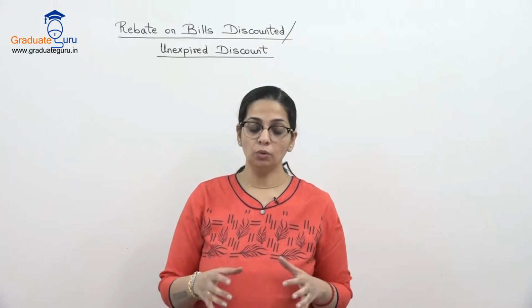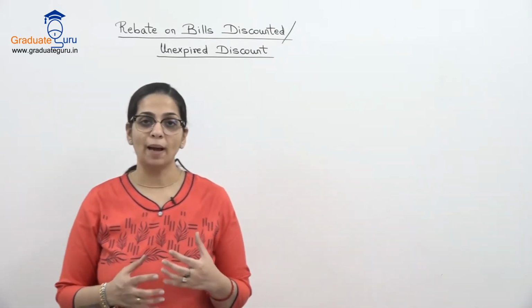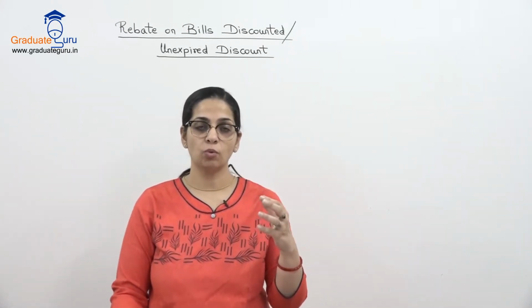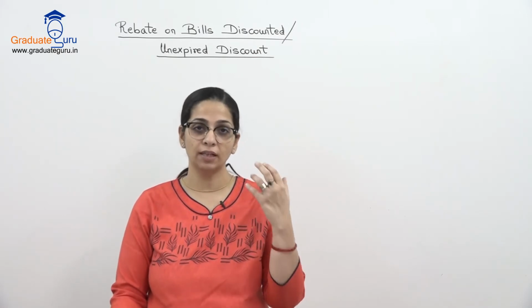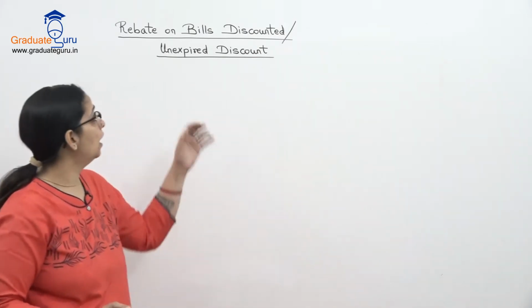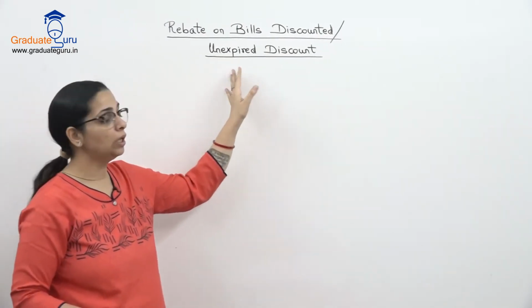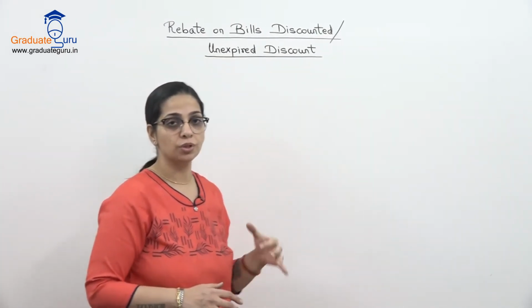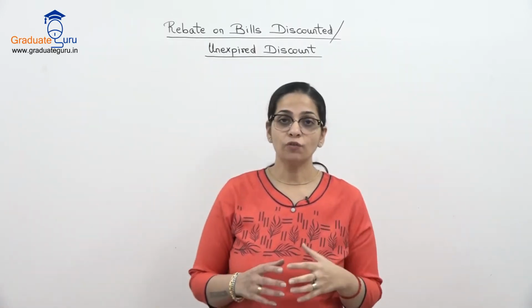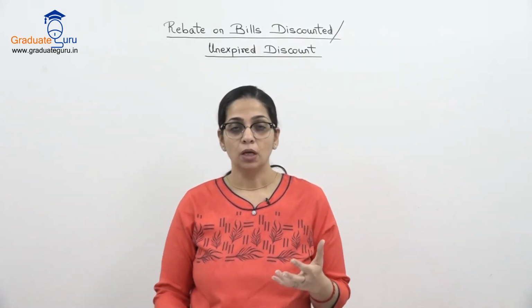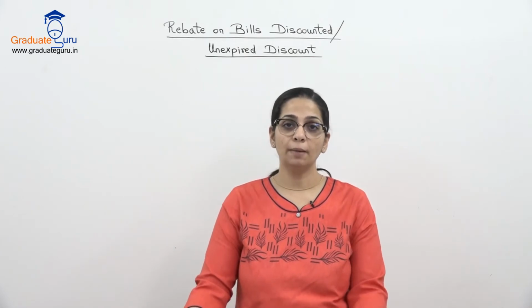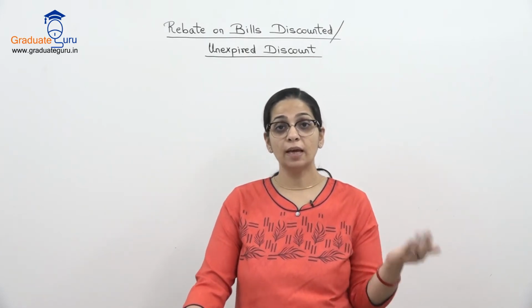Now let's go to another topic related to banks, which is very peculiar to banks. वो हमें और companies में ये नहीं मिलेगा, this particular head, and which is rebate on bills discounted, also called unexpired discount. Now what is this? First of all, it is discount. Now discount कब मिलता है बैंक को? When is it their income?